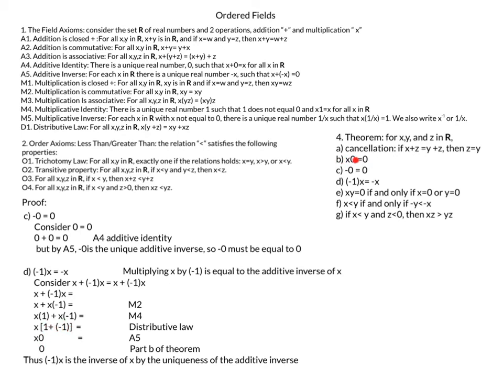By our last theorem, x times 0 is equal to 0. What we have shown is that this negative 1 times x added to x gives us 0. And since the additive inverse is unique, that must mean that this negative 1 times x is equal to the additive inverse.